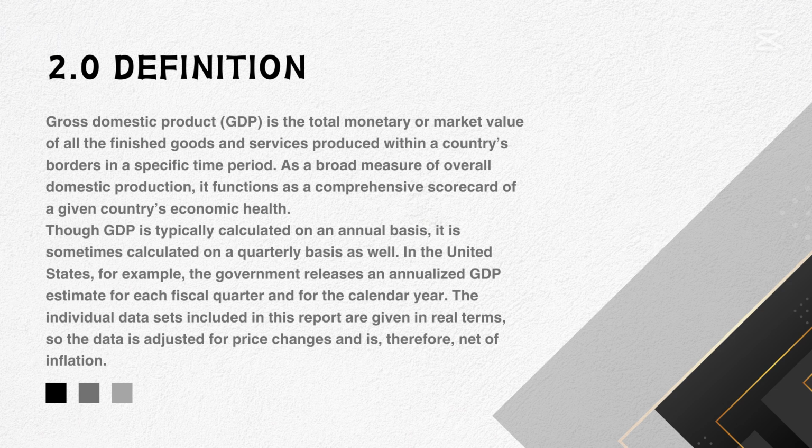Number three is trade surplus and trade deficit. A trade surplus occurs when a country exports more than it imports, boosting GDP. A trade deficit is the opposite and can reduce GDP. For example, if a country's nominal GDP grows from 100 billion to 150 billion, but prices have doubled, its real GDP remains unchanged. This shows why adjusting for inflation is essential.